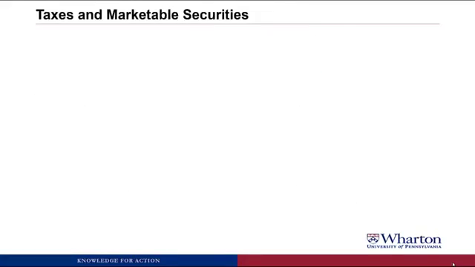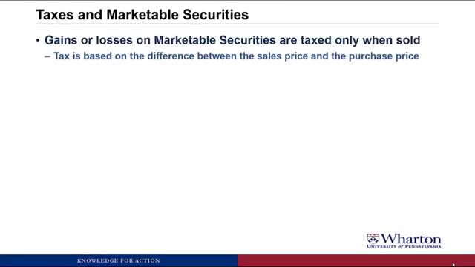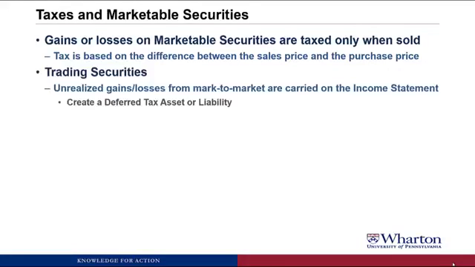Another applied example that I want to look at is how taxes relate to what we did with marketable securities earlier in the course. So remember, marketable securities are when we buy the stocks or bonds of another company as an investment or as a way to try to make money. So gains or losses on marketable securities are only taxed when they're sold. And then the tax is going to be based on the difference between what you bought it for, the purchase price, and what you sold it for, the sales price. So that's the tax treatment for gains or losses on marketable securities. They only happen when they're actually sold.